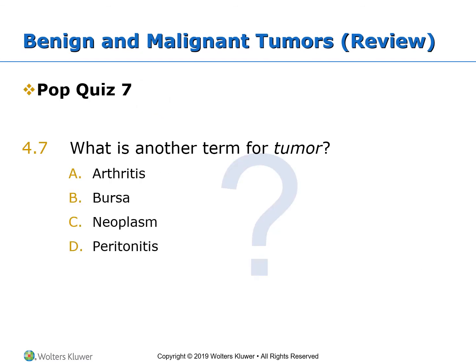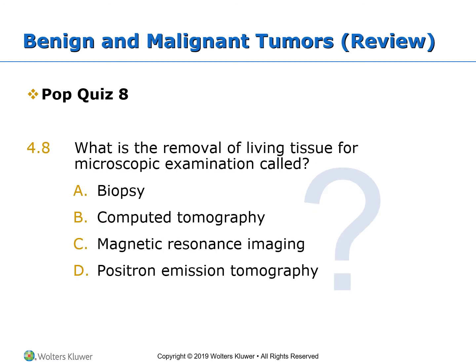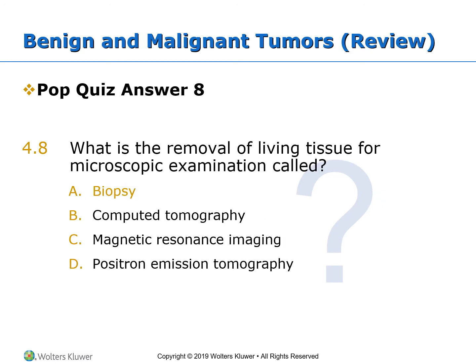So question number 7 asks you, what is another term for tumor? And the options are arthritis, bursa, neoplasm, and peritonitis. The answer for what is another term for tumor would be neoplasm. What is the removal of living tissue for microscopic examination called? And the options are biopsy, computed tomography, magnetic resonance imaging, and positron emission tomography. The answer is the removal of living tissue for microscopic examination is called biopsy.